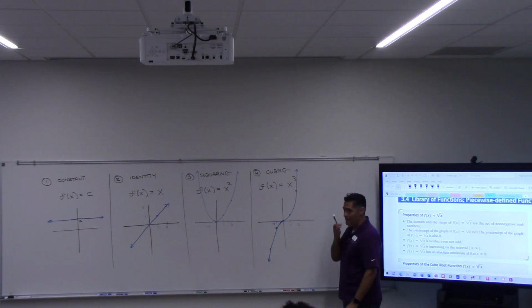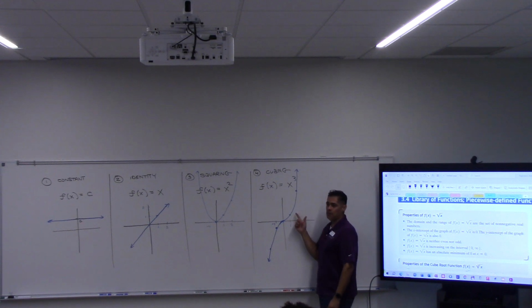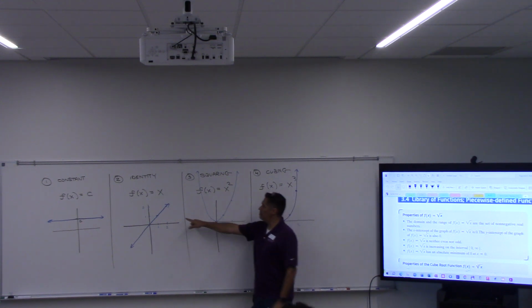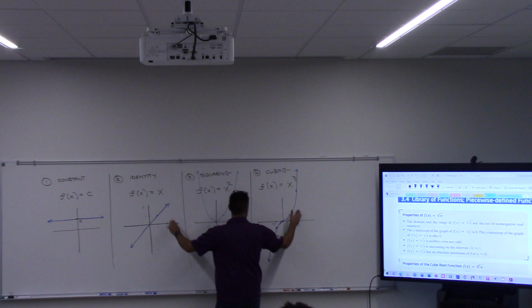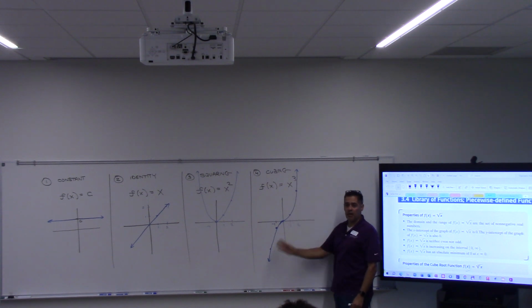Wait, so would that be over the origin? Yes, as far as even or odd, this is odd. It's the same as identity. Right? It's odd. It's the same as this. These two are both odd functions. Domain, all real numbers. Range, all real numbers. It's always increasing, right? From left to right, it's always going up.